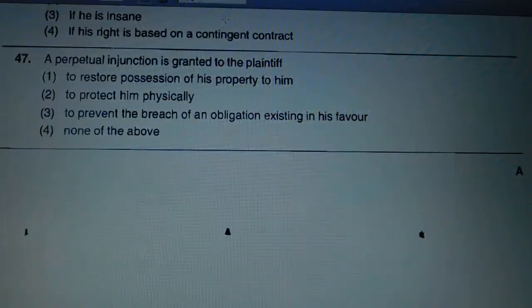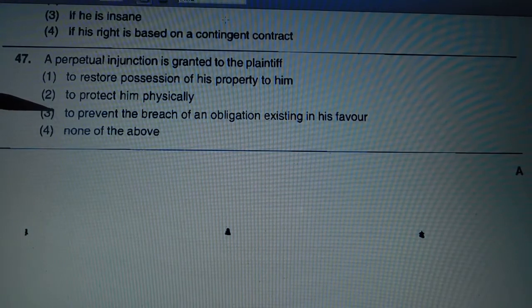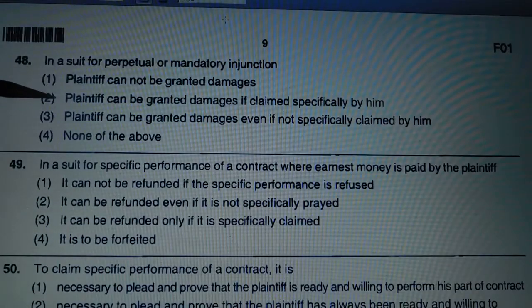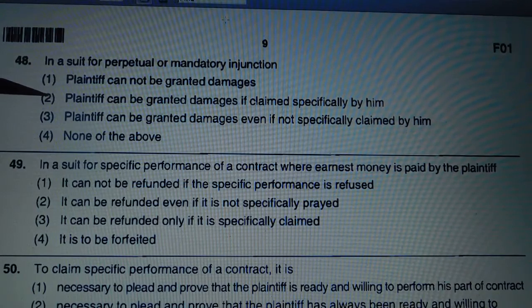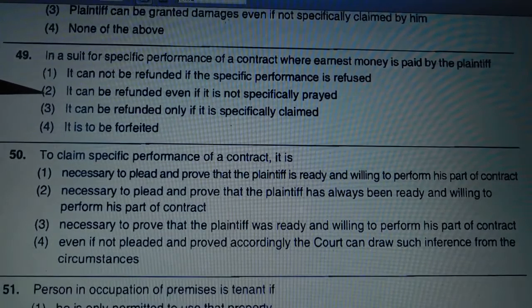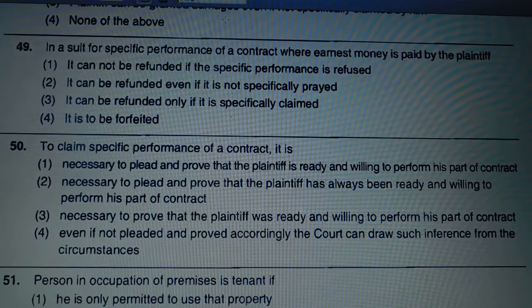Question number 47. A perpetual injunction is granted to the plaintiff. The answer is to prevent a breach of an obligation existing in his favor. Question number 48. In a suit for perpetual or mandatory injunction, the answer is plaintiff can be granted damages if claimed specifically by him. Question number 49. In a suit for specific performance of a contract where earnest money is paid by the plaintiff, the answer is it can be refunded only if it is specifically claimed. Question number 50.